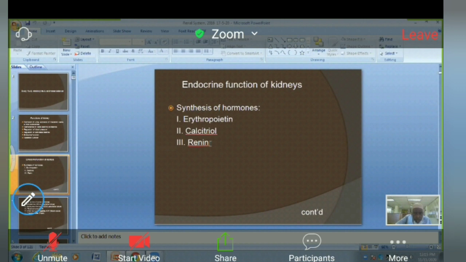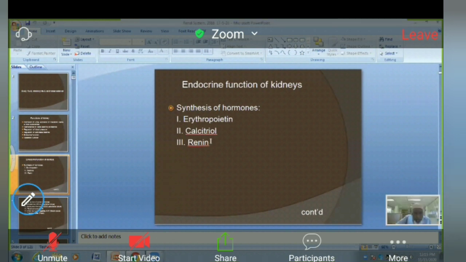This renin can be designated as an enzyme as well as a hormone. This renin is produced by the juxtaglomerular apparatus. Renin plays a very important role in maintenance of blood pressure. So these are the important biomolecules synthesized by the kidneys. Is it clear?